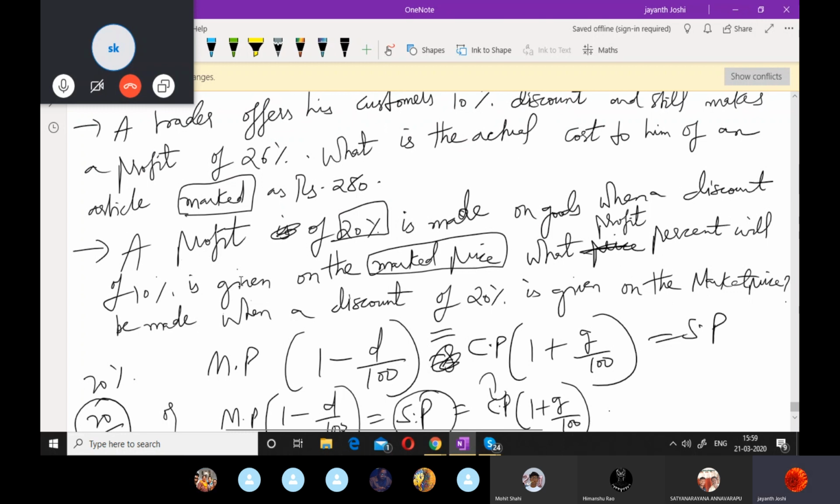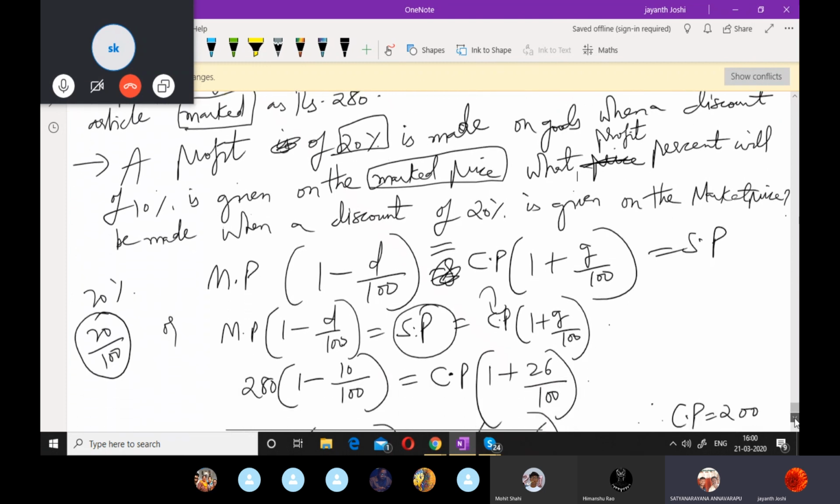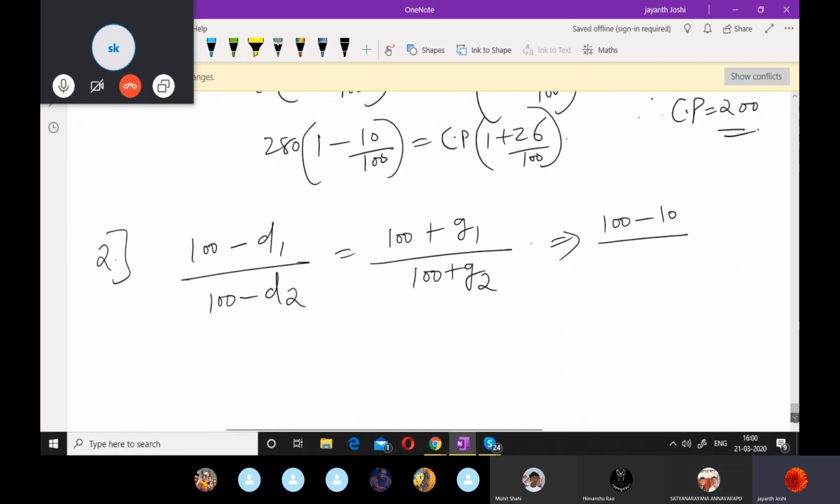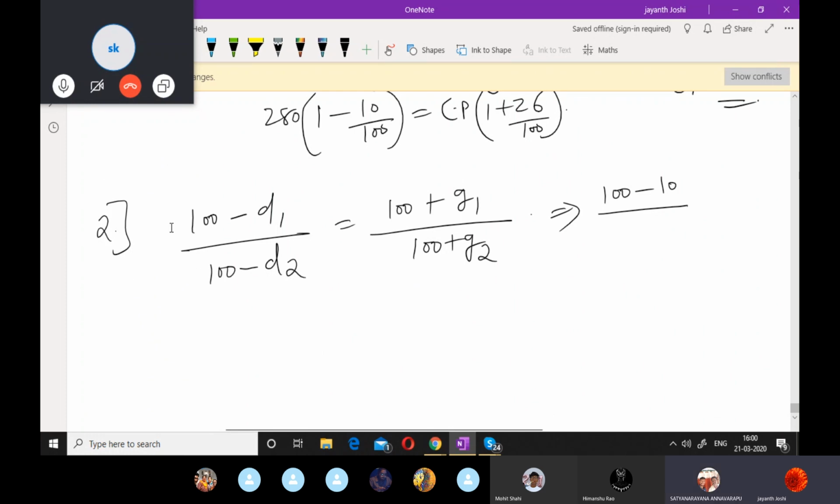What is the question they are asking? A profit of 20% is made on goods when a discount of 10% is given on the marked price. What profit percent will be made when a discount of 20% is given on the marked price? So in the second case, if they give you a 20% discount, what will be the gain? So 100 minus 20 is equal to 100 plus, what's the gain percent in the first case? In the first case, the gain percent is 20. What is the gain percent in the second case? You need to find out. Come on, do it. Solve this.